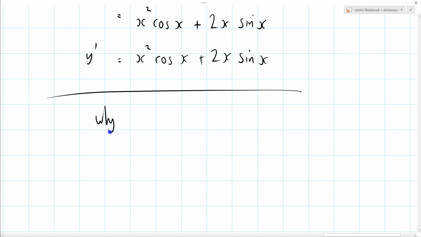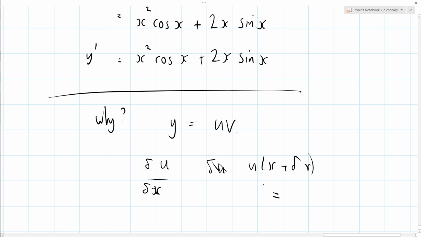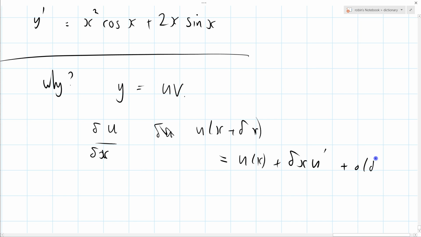Why is this true? Well, if I write y equals uv, then I might want to work out what delta u by delta x is. What's the differential of that? Well, I know that u of x plus delta x equals u of x plus delta x times u dash plus little o of delta x. So that's a small error, which I can ignore.